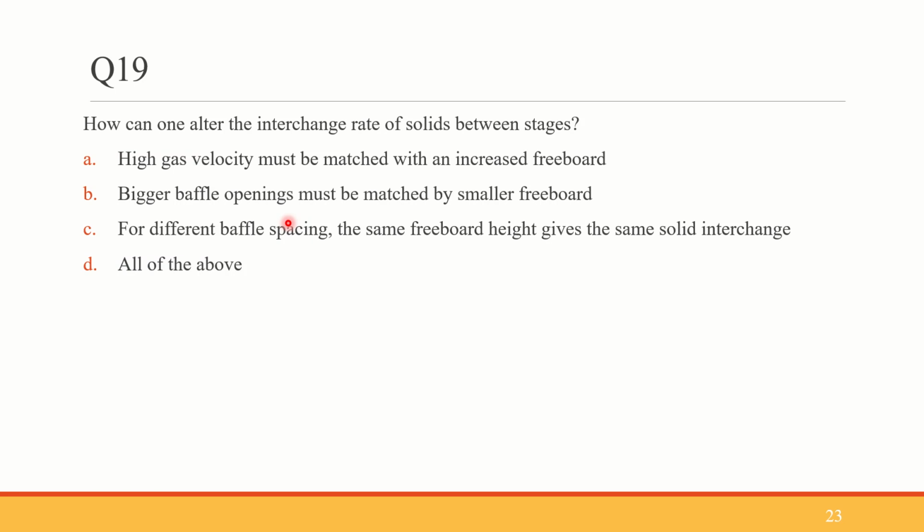So what is the question? In this question it is about how one can alter the interchange rate of solids between stages. Option A, high gas velocity must be matched with an increase in freeboard. Option B, bigger baffle openings must be matched by smaller freeboard. And option C, for different baffle spacing the same freeboard height gives the same solid interchange. So here all of the above is the right answer. It is about using multiple stages in the bed. So we'll go to question 20.